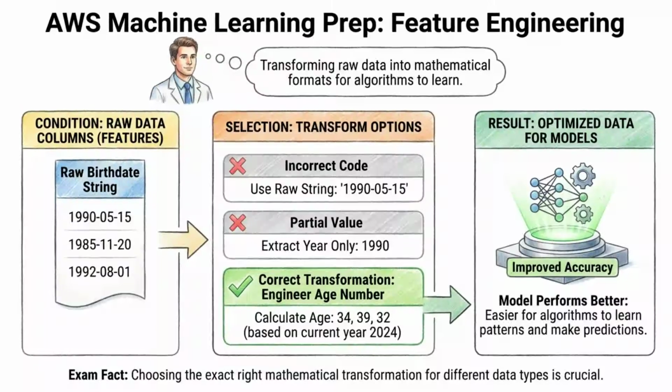Once your data is clean and fully explored, you must move on to feature engineering, which is the true secret weapon of successful machine learning. Feature engineering is the creative process of transforming your raw data columns, which we call features, into new mathematical formats that make it easier for algorithms to learn. For example, a machine learning model might struggle to understand a raw birthdate string, but if you logically engineer that date into a simple age number, the model will suddenly perform much better. The exam heavily tests your ability to choose the exact right mathematical transformation for completely different types of raw data.